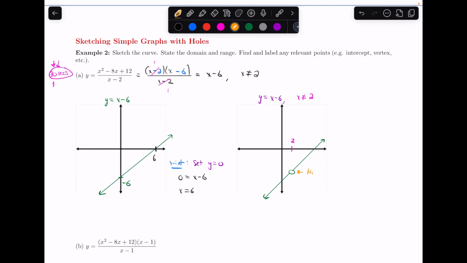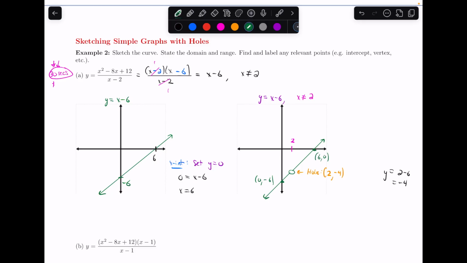And I know the x coordinate's 2. To get the y coordinate, we can plug 2 into this simplified form. And if I do that, we'll get that the y coordinate is 2 minus 6, which is -4. So that's the y value of the hole. Okay, so I got where the hole is. We have our intercepts. They were already labeled for us. In fact, it's good practice now to write them as ordered pairs. So the y-intercept is at (0, -6). The x-intercept is at (6, 0).